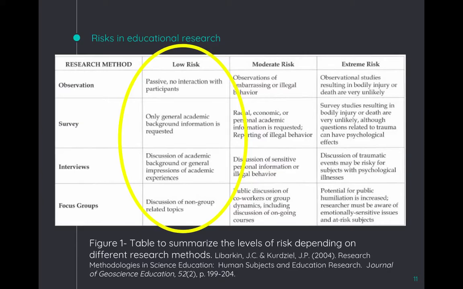However, it's important to remember that even though it is at a low risk, we still have to follow these guiding principles of the Belmont Report, and ensure that we are getting consent and that our research is being reviewed.